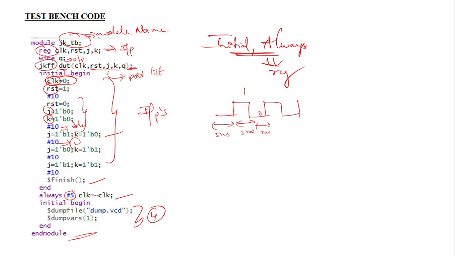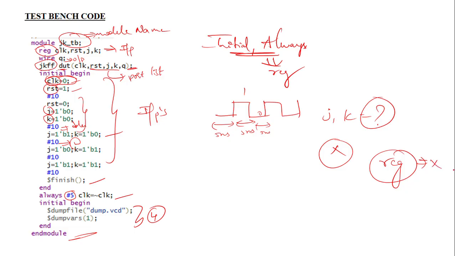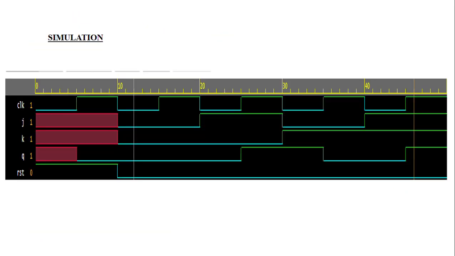So initially, see here, you are going to give clock and reset values, not JK values. So you don't give any JK values. So what should it be? It should be crossed, meaning unknown. The default value of the reg data type is unknown. So if you don't mention any input values, it is treated as reg data type, and that's why it is considered unknown by default. So what is the red color? It is the unknown symbol. It means it is an unknown value.